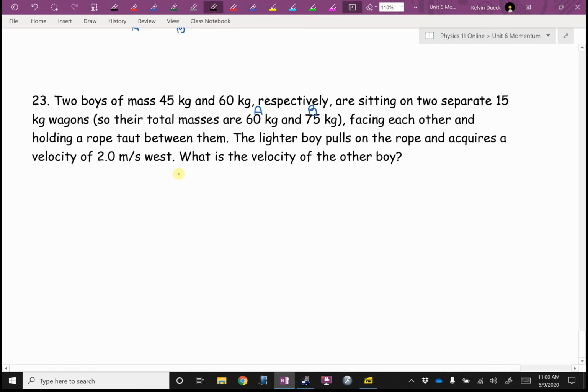So before we start, we know that momentum is conserved. The total momentum we start with has to equal the total momentum we finish with. And the total momentum we're starting with is 0 because they're sitting.